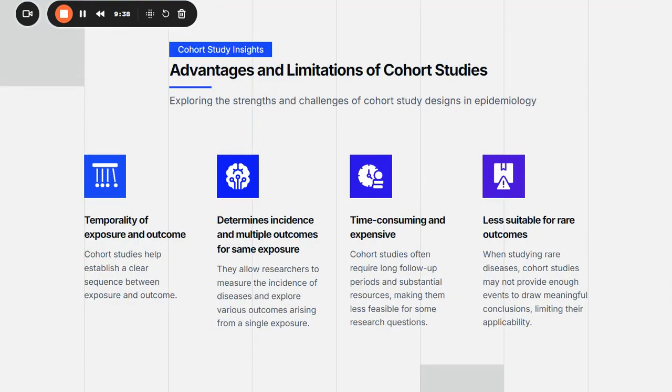So let us discuss the advantages and limitations of cohort study. As I told, the cohort study is good to determine the temporality of exposure and outcome. It is good to determine incidence cases also, because in a cohort study, if you are going ahead in time, you can actually determine the new cases. And similarly, for a single exposure, you can determine multiple outcomes. Well, as I told earlier, if you are going ahead in time, then you need to invest a lot of resources to track those individuals. Hence, it is very time consuming and expensive too.